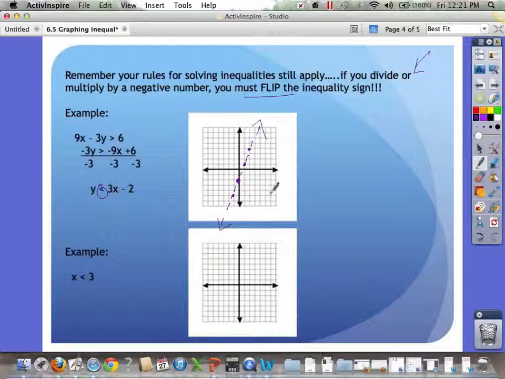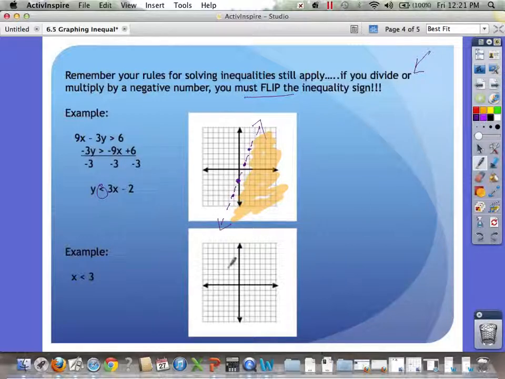All right. And then I'm going to look at the shading. This says less than. Okay, so less than means it's going to be shaded below. So I'm going to shade mine below. And then if you need to check your points, you can check points. All right.